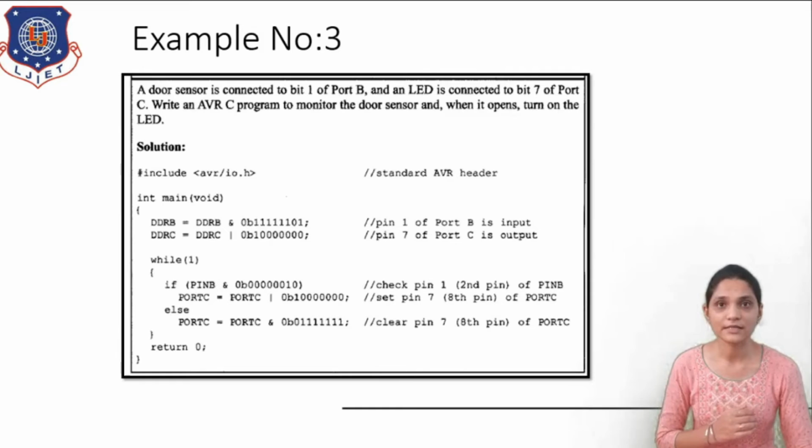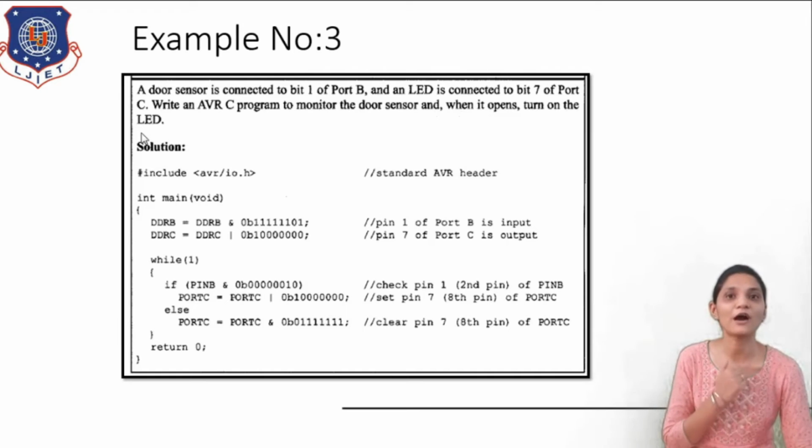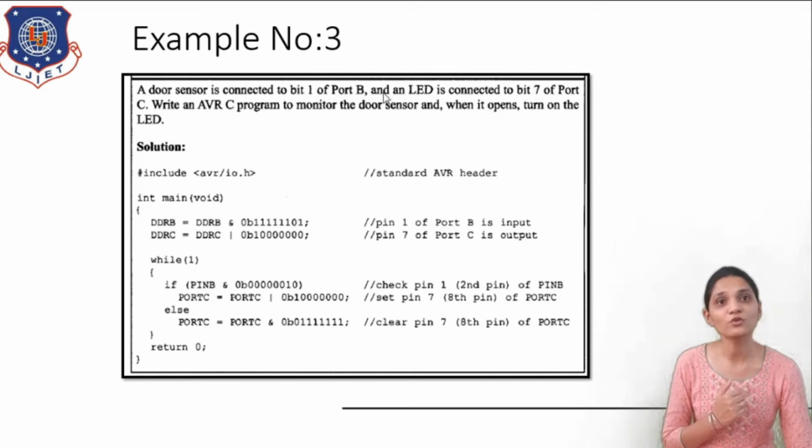Next, let us see another example in which a door sensor is connected to bit 1 of port B and an LED is connected to bit 7 of port C. Write an AVR program to monitor the door sensor, that is your input device, and when it opens, turn on the LED, that is your output device. Okay, so you have to make port B an input port and port C an output port.